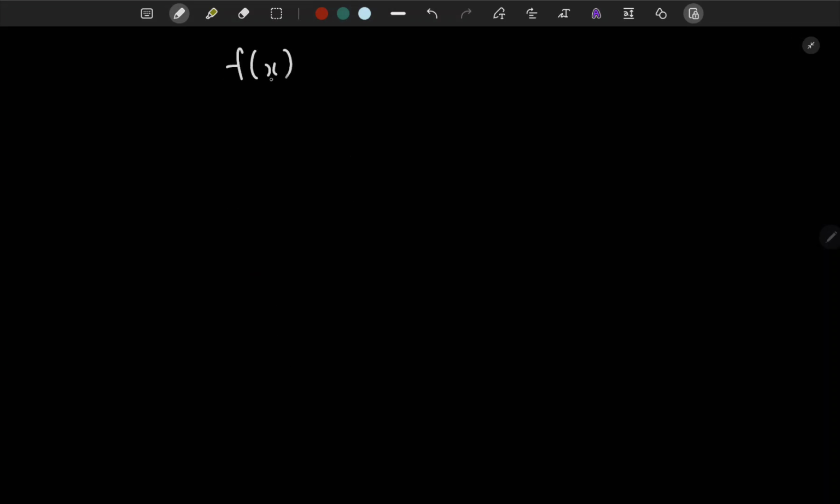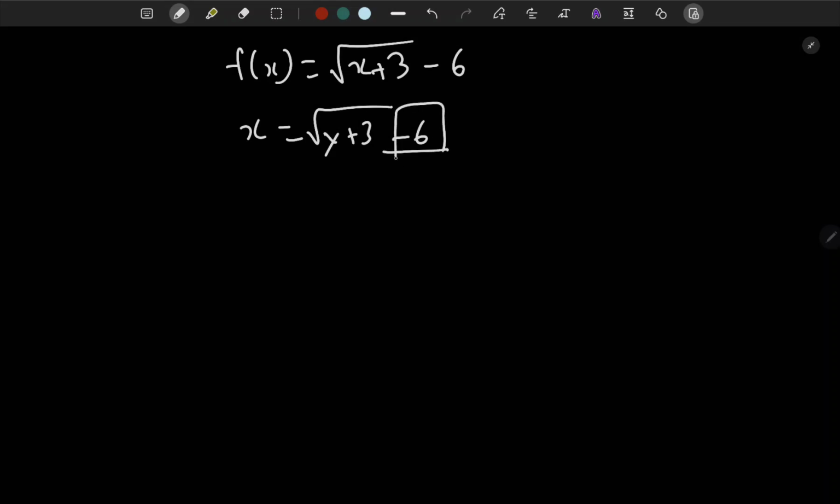Let's do another example. So f of x is equal to the square root of x plus 3, minus 6. So you can pause the video and try to do this example. So again, first step is to replace f of x with y, so y is equal to the square root of x plus 3, minus 6. Now replace x with y and y with x. x is equal to the square root of y plus 3 minus 6, and now we can bring the minus 6 to the other side. So it becomes x plus 6 is equal to the square root of y plus 3.